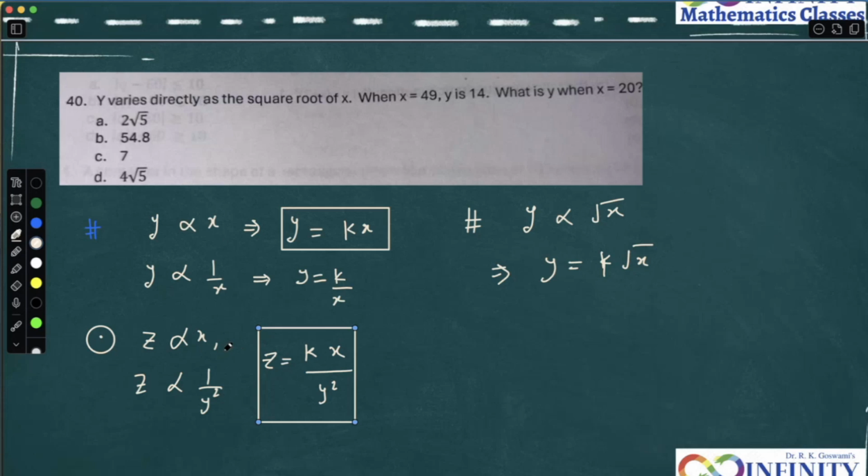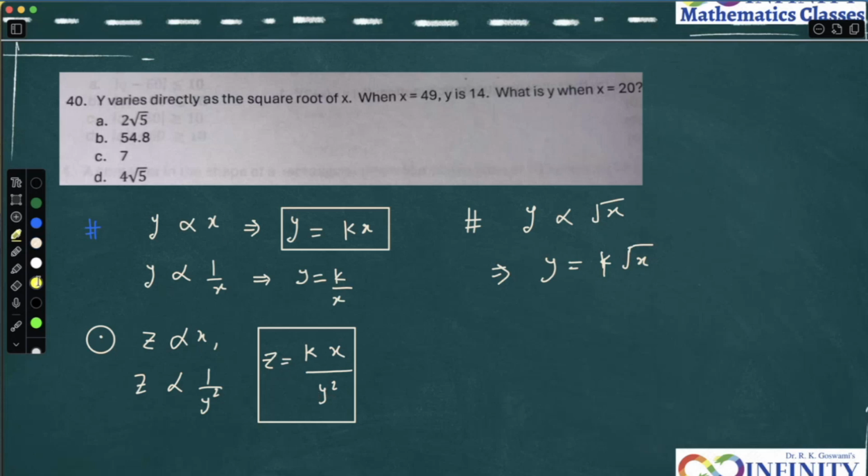Make sense? Is this what jointly means? Yes, it is. I've heard directly, I've heard inverse, and then I've heard jointly. Yes, it is jointly because there are two variables involved.